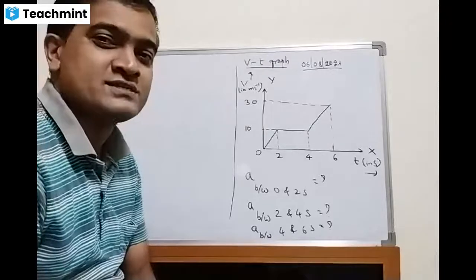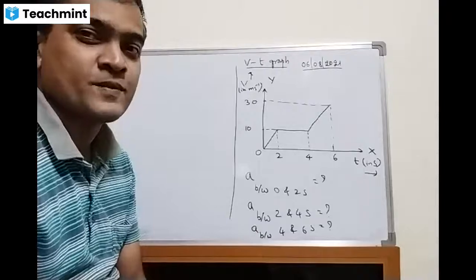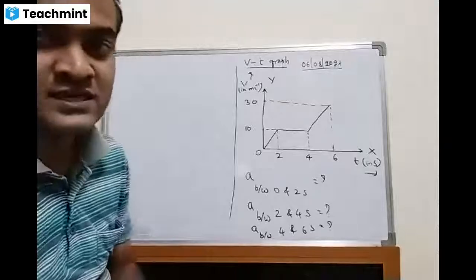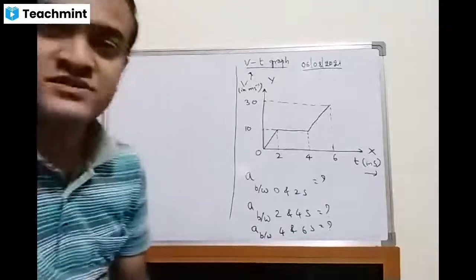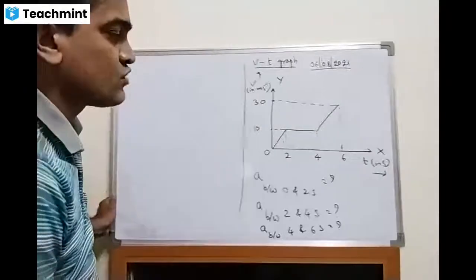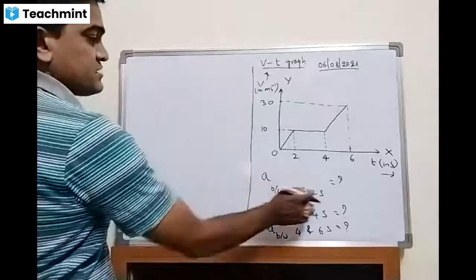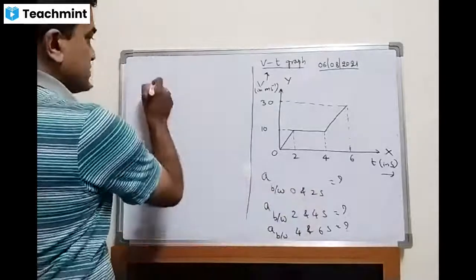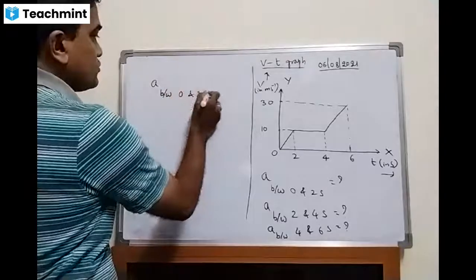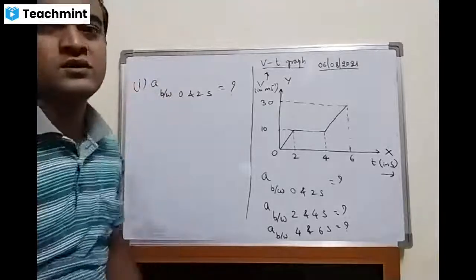Multiplication of two quantities gives a new product, area, whereas the division of two quantities gives slope. Now here dv by dt gives what? Tan theta, slope. So acceleration between 0 and 2 seconds, I want this first bit. So how to find out?